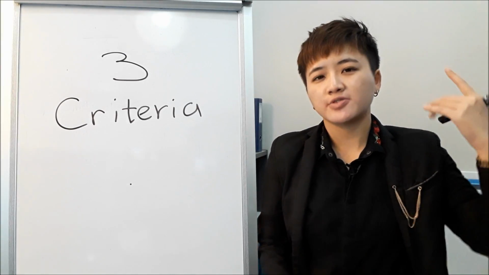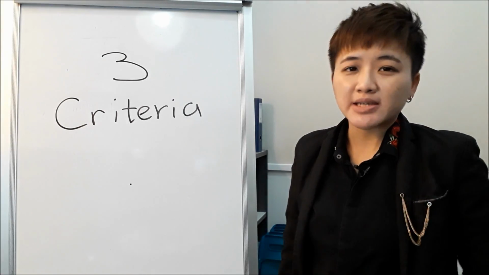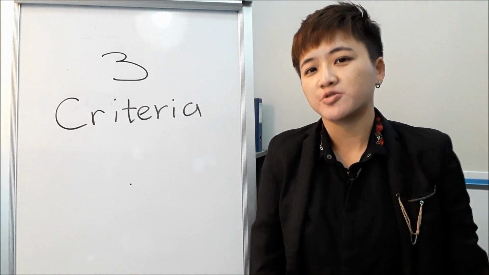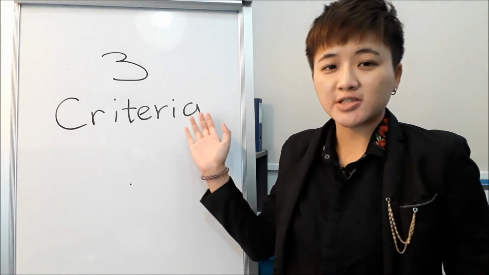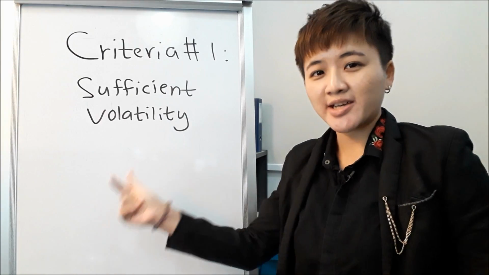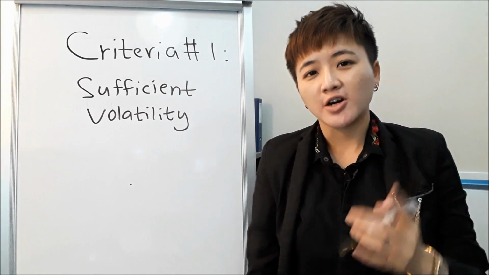So before you even start trading Forex, you need to, of course, pick a currency pair. But the problem is there are way too many currency pairs out there. Then the question is, which one should you pick first? Just follow these three criteria, okay? So the first criteria is you want to pick a currency pair with sufficient volatility.